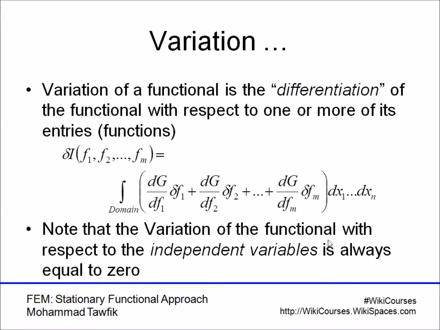Okay. Just a note before we leave this: the variation of a functional with respect to independent variables is always zero, because the functional is not a function of the independent variables. Since we integrate with respect to independent variables, they are lost. This is an integration over the domain, so you end up with a number, not x, y, and z. So you cannot find the variation of the functional with respect to the independent variables. However, you can find it with respect to the functions.